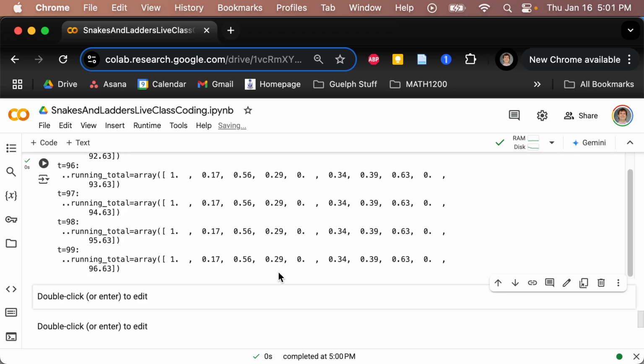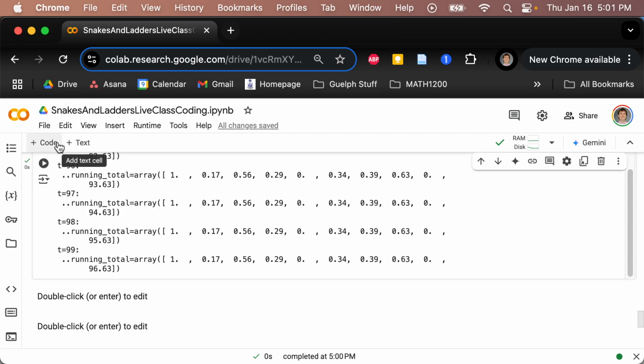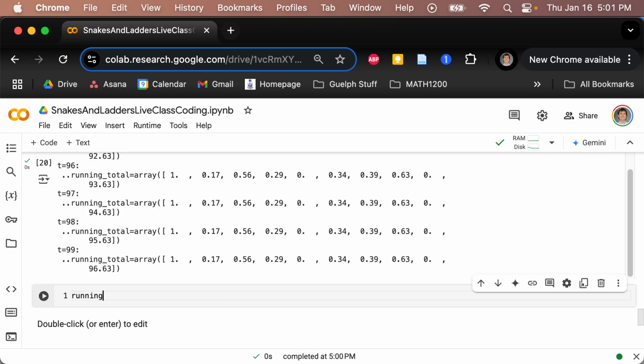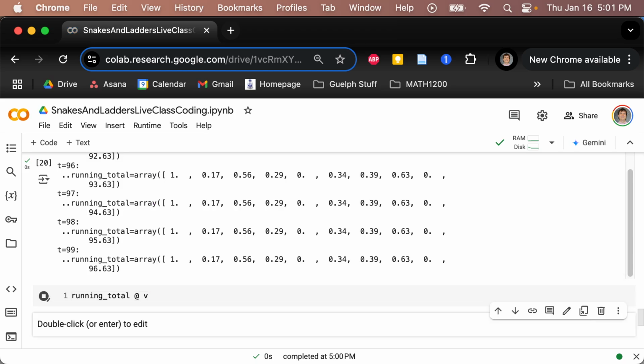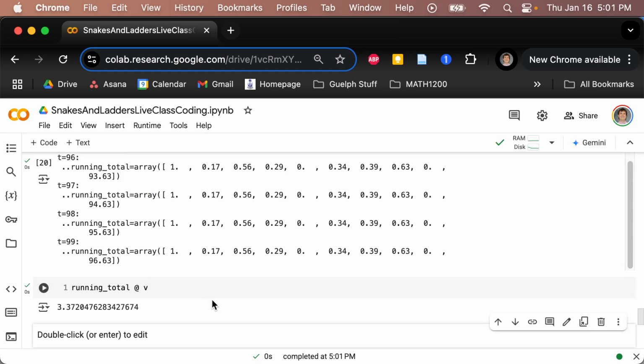What is the total number of turns it took? Well, it's the inner product of this with the vector 1, 1, 1, 1, 1 that we saw before. So if I now do the code, running total at, remember at, v, that's what we want. And it's 3.37. That's how many turns it takes until you finish our little dopey Snakes and Ladders board. 3.37 is exactly 1 plus 0.17 plus 0.156 plus 0.29 and so on, adding up all these numbers, but please don't add up the last one. If you add up the last one, it's not going to converge to anything.